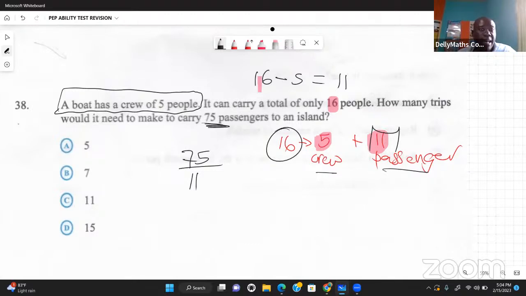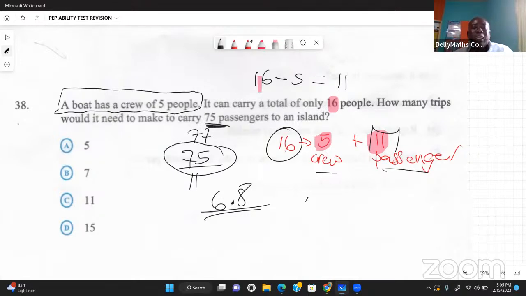You could see that this is 6 point something. So 11 into 75, you don't need a definite answer. It's about 6 point whatever, 6.8, 6.7. But remember, we're talking about trips. You can't make 6.8 trips. If it were 77, you really need to make 7 trips. If you make 7 trips, you would have covered 75, because only 11 of them can come with you at a time.